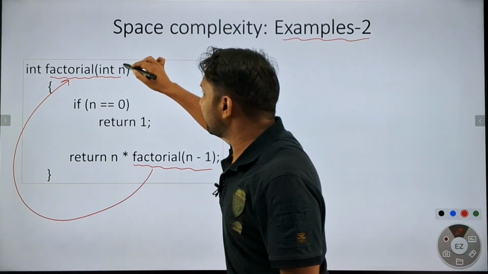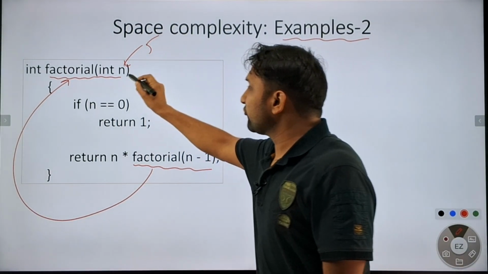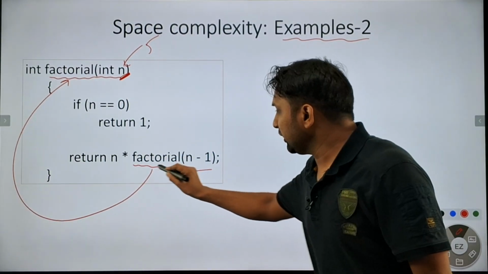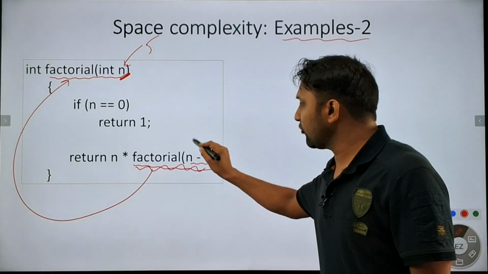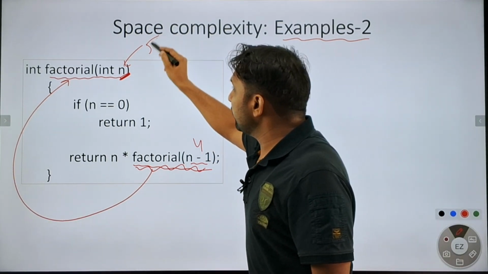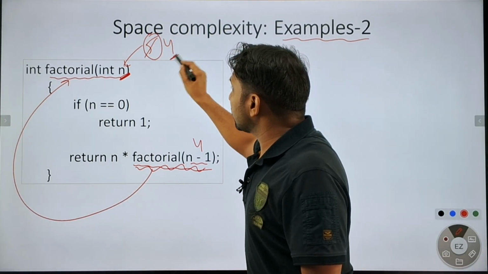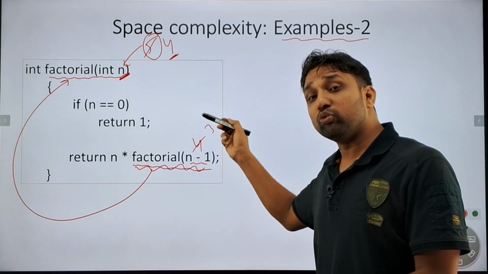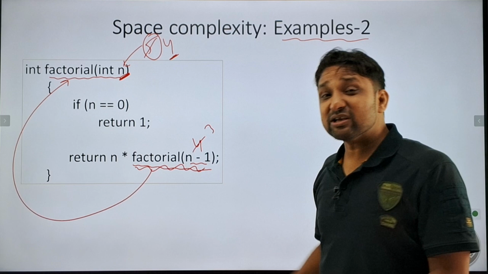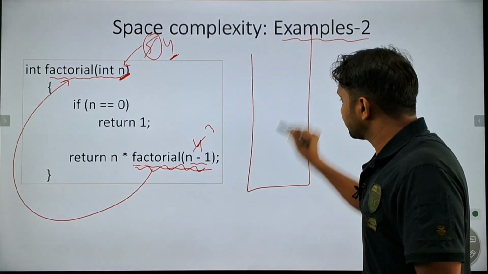For example, if you are finding the factorial of 5 and the value is 5, then to find the factorial of 5, you need to call this function for factorial of 4, that is 5 minus 1. Then to find the factorial of 4, you will find the factorial of 3, and so on, 2, 1. So all the previous functions will go inside the stack like this. So this is the stack.